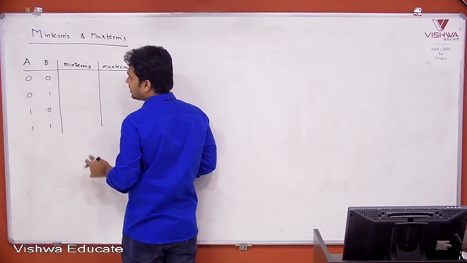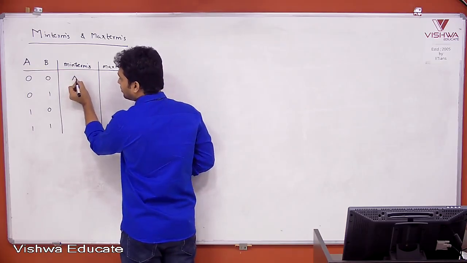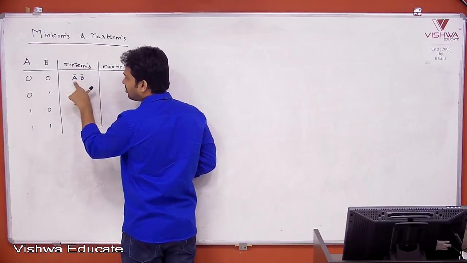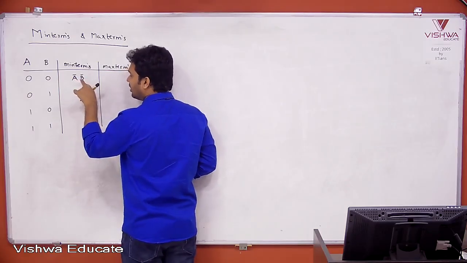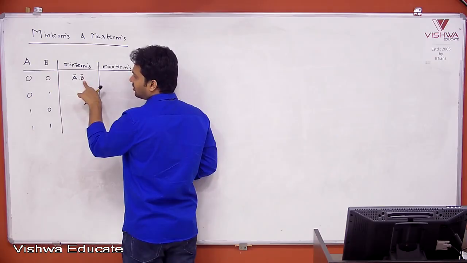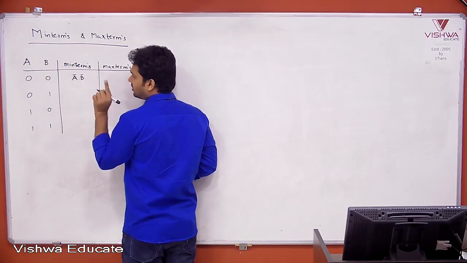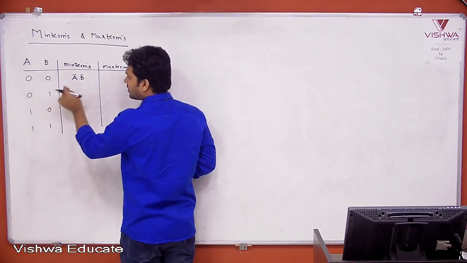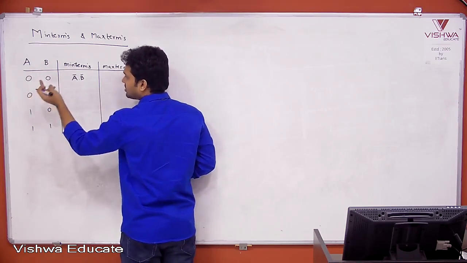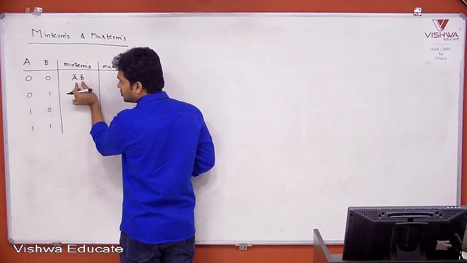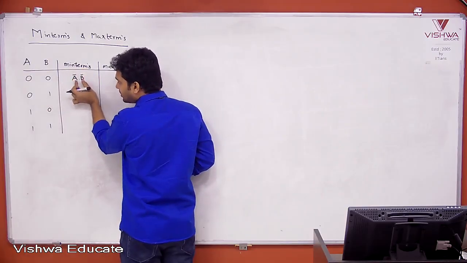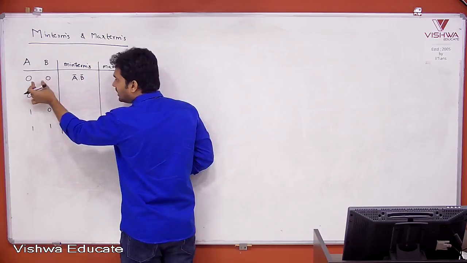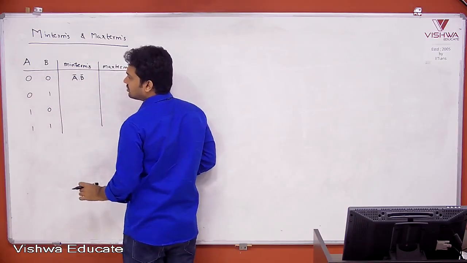What is the condition required for this? I should give the expression as A bar B bar, because 0 bar is how much? 1. 1 into 1 is 1. Only, please understand, you may ask me, sir, can I take directly A bar, because 1 plus anything is 1? This min term should be unique.